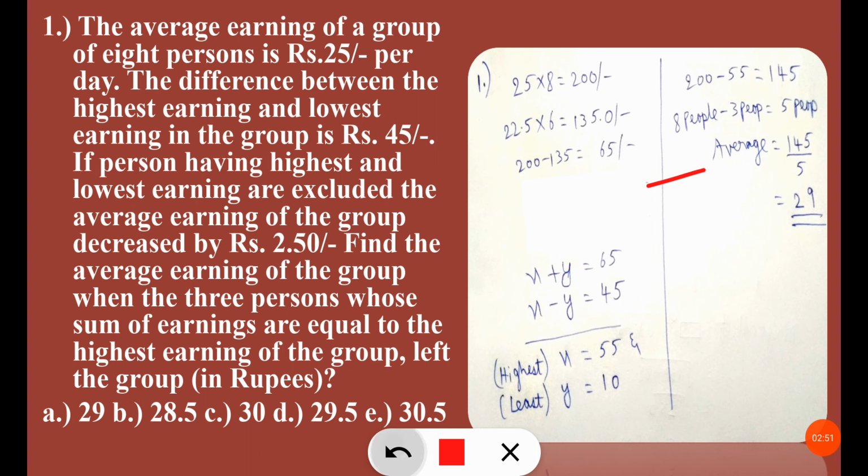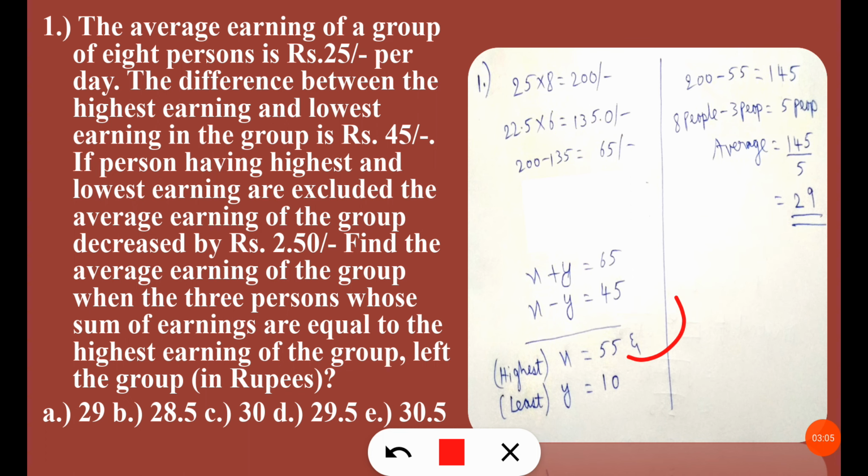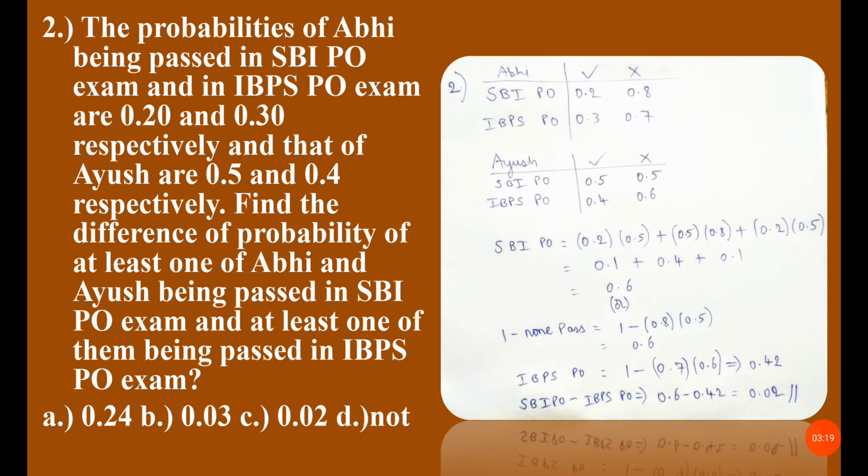I hope you understood the problem. The fundamental here is that among 8 people, 3 people have left the group. Their sum of earnings is equal to the highest earning person of that group, which is 55. So that's why we have removed 55 from the 200. It became 145. Out of 8 people, we have removed 3 people. It became 5 people. And the new average became 145 by 5, equal to 29. Moving to the second question.